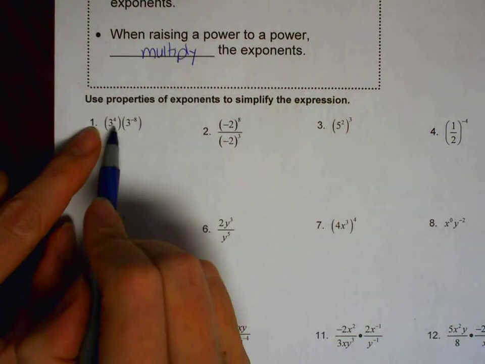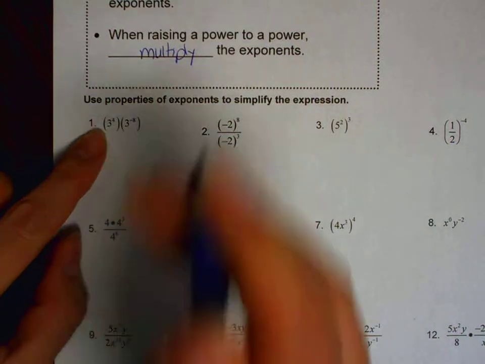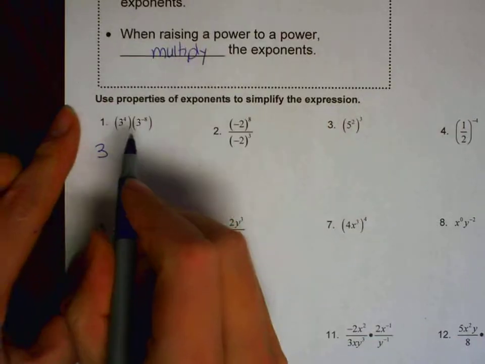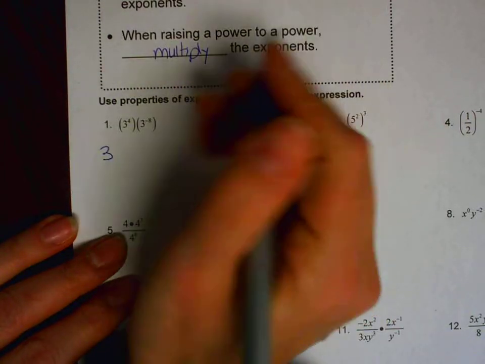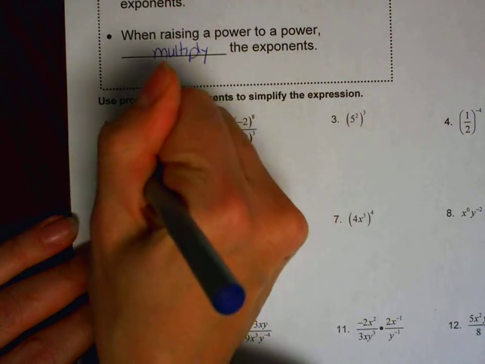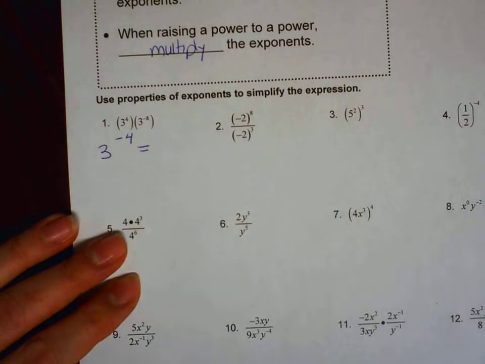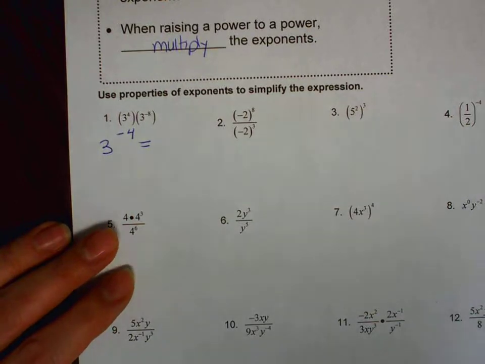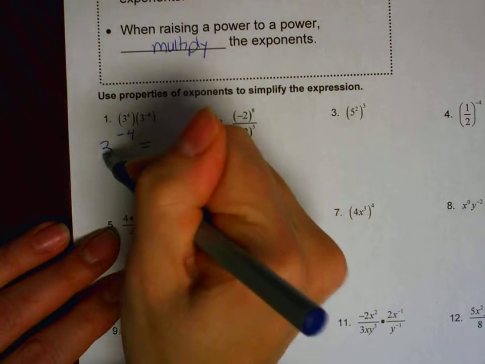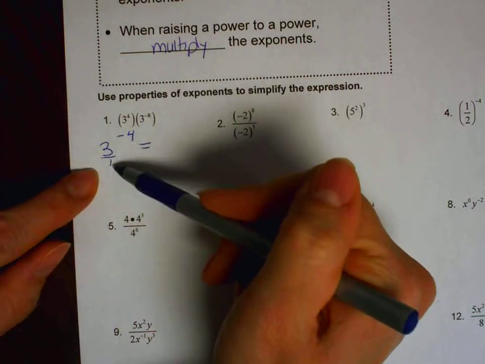So on this first problem, I see that I have the same base. The base is 3. So my rule is keep the base and add the exponents. So 4 plus -8 is -4. Now, we're not allowed to have negative exponents. When we see a negative exponent, we switch sides. So this 3 could be considered on the top. If I think about this as a fraction, the 3 is in the numerator, the 1's in the denominator.